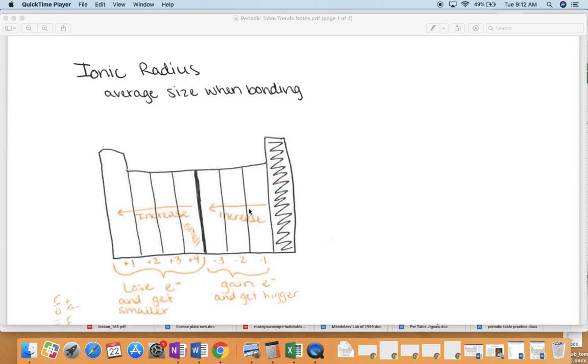So the trend for the ionic radius is going to be going from smaller to bigger, and then again from smaller to bigger. If you have any questions on this, let me know.